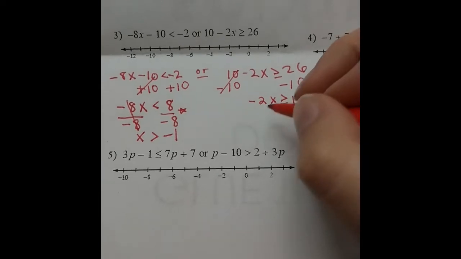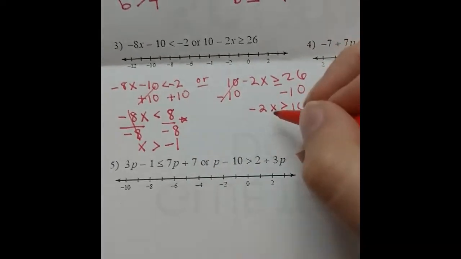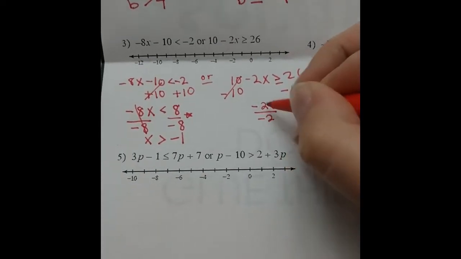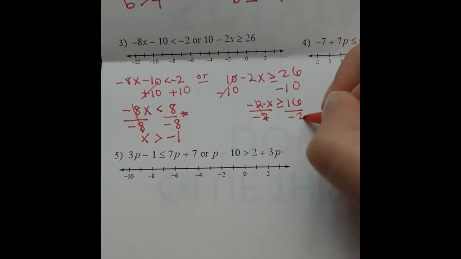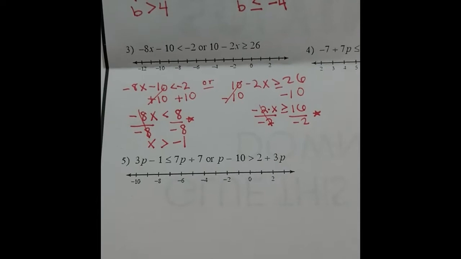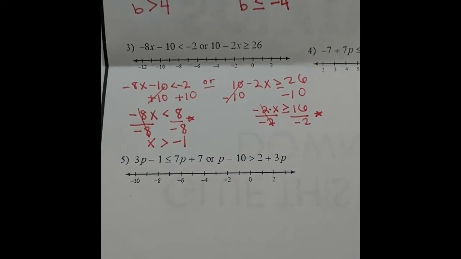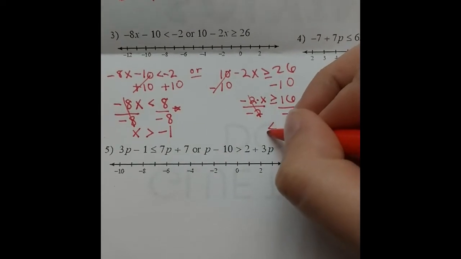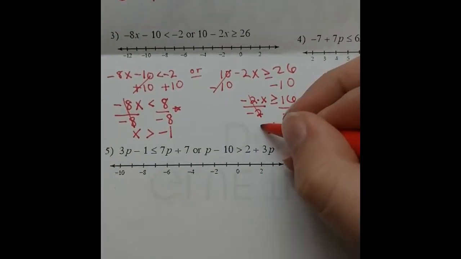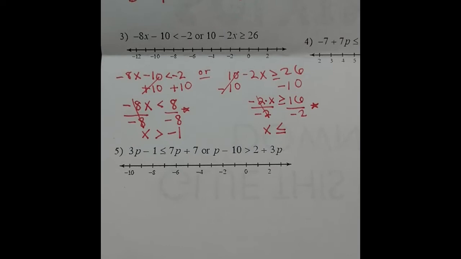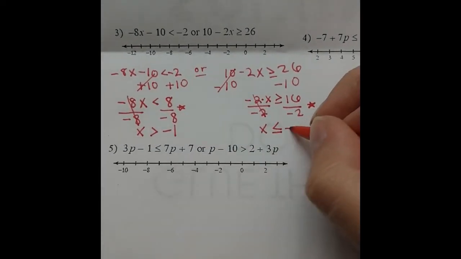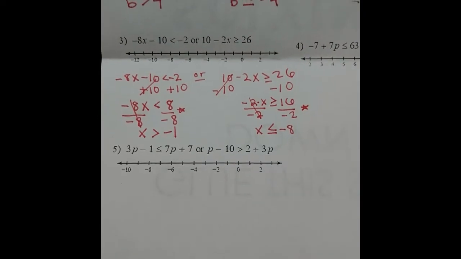So now we want to get rid of this negative 2. And since it's being multiplied with that x, we're going to divide it over. And so we are dividing by a negative. So remember, we have to flip this. So greater than or equal to is now less than or equal to. We're left with x on this side, and 16 divided by negative 2 is a negative 8.